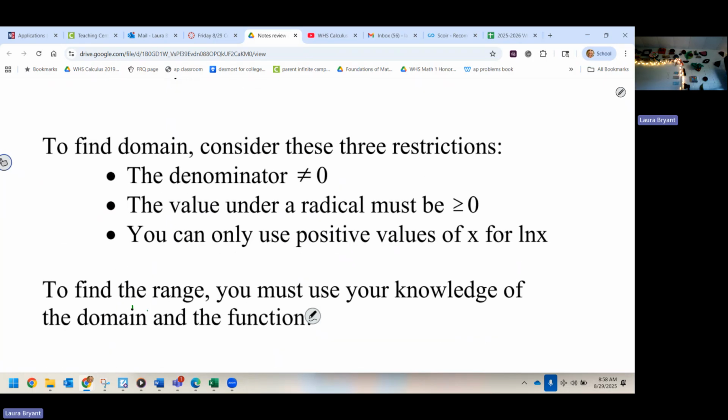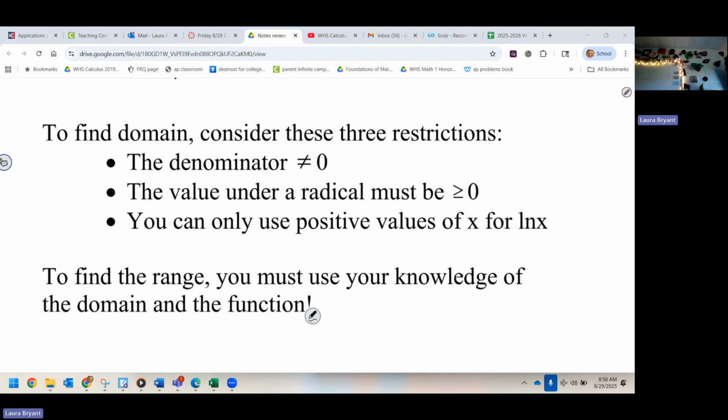I'm going to repeat this to you a lot this year. So for domain, you're going to look for a fraction, a square root, or a logarithm. I'm going to say that a lot. Is there a fraction, a square root, or a logarithm? When you're doing domain, your answer is almost always all real numbers, unless you have one of these 3 things. So those are the 3 exceptions or cases that we have to look at to figure out what the restriction is on our x value.